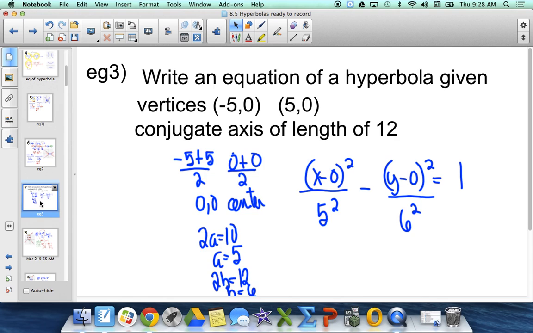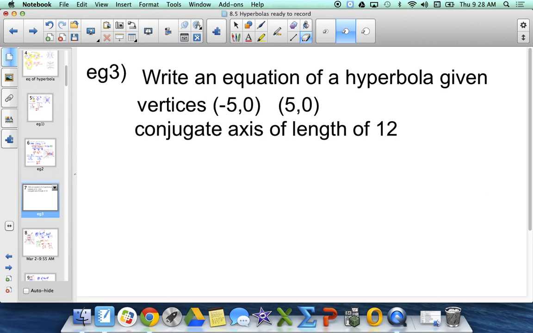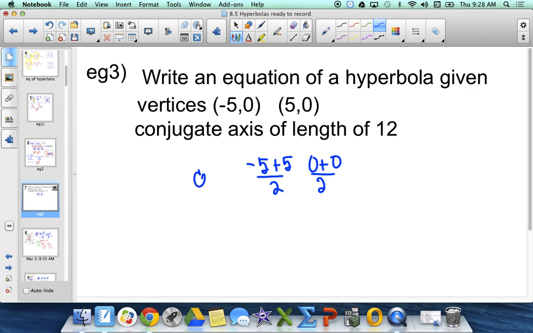Our next example is actually a homework exercise. On hyperbolas, the only real vertices are on the transverse axis. We've plotted the vertices for the conjugate, but we don't really use them. So the first thing we need to do here when it asks us to write an equation is to find the center. So negative 5 plus 5 divided by 2 and 0 plus 0 divided by 2 will give us the center. So we have a center at 0, 0.